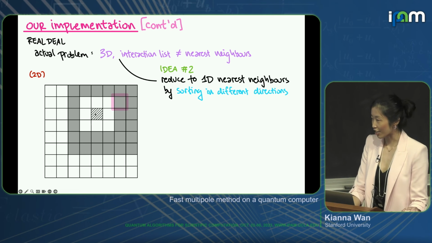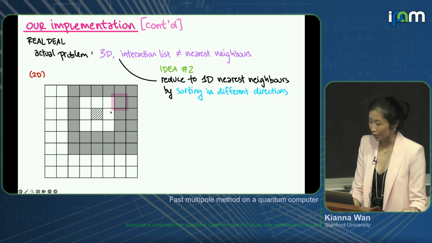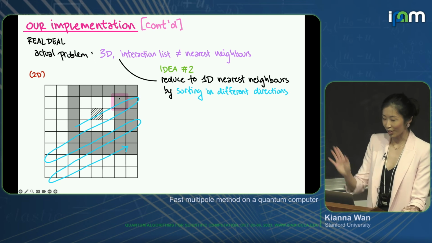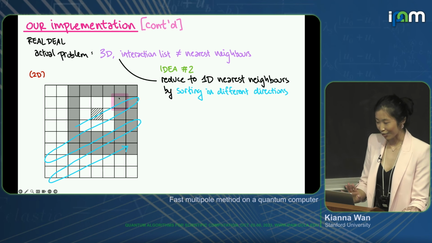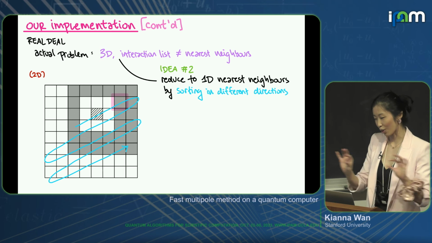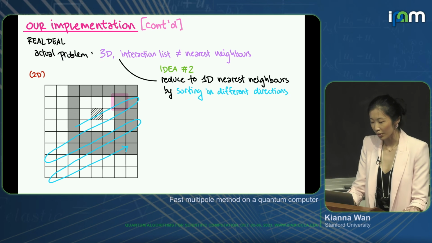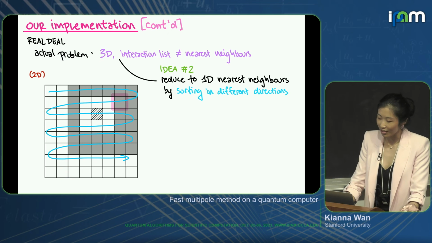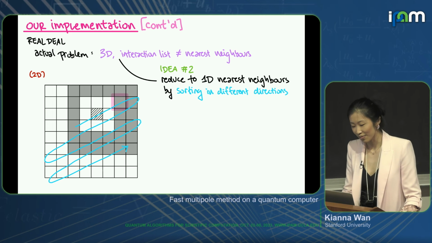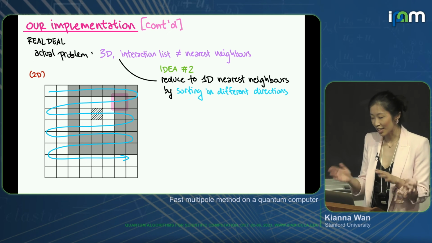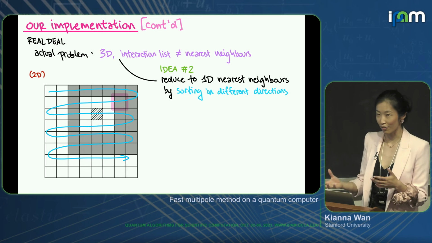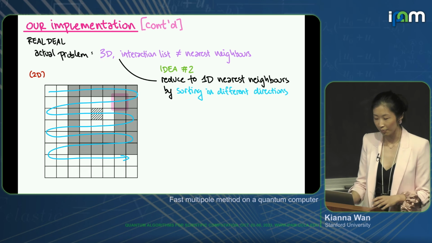Well, let's say we have this hatched box, and we want to get its contribution from this pink box in its interaction list. Then we're going to sort along this direction, and then take the boxes in that direction to be our 1D nearest neighbor problem. And so one way we can understand sorting in this direction is, well, it's easy to sort left to right, up to down, because you just sort by y coordinate first, and then you sort by x coordinate.